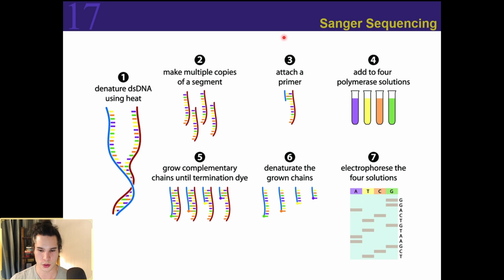All right, so Sanger sequencing is going to be a way of actually finding the sequence in order to splice together the sequences through shotgun sequencing. So Sanger method is going to actually give us that sequence that we're looking for in order to line up the overlapping parts of DNA. So first we're going to denature our double-stranded DNA using heat. And what we're going to do is we're going to make multiple copies of a segment. And making multiple copies of a segment could be done through PCR, for example.